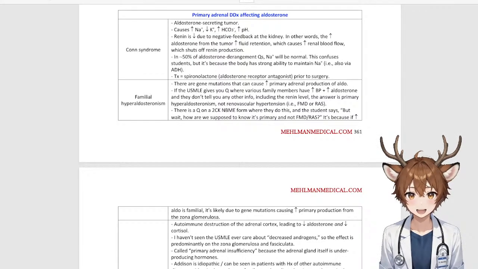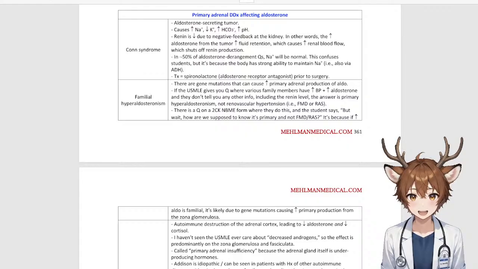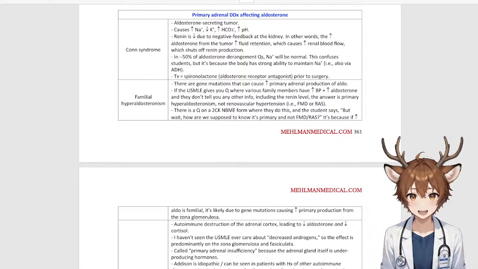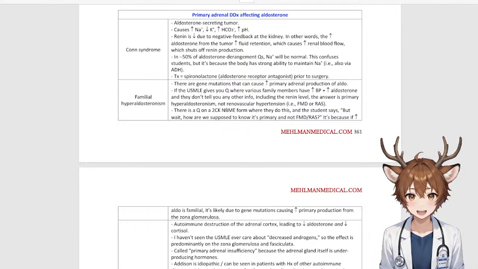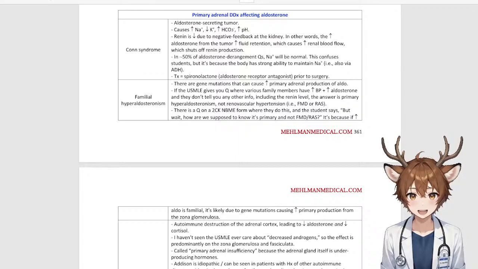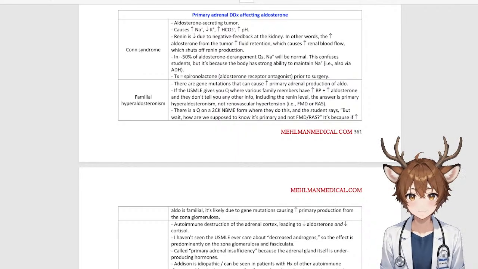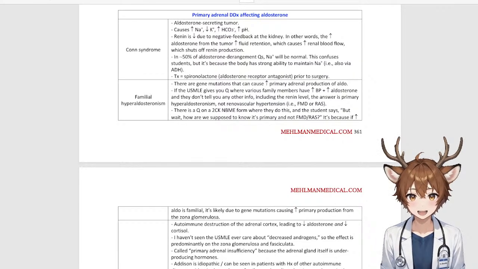What about familial hyperaldosteronism? There are gene mutations that cause an elevated primary adrenal production of aldosterone. If the USMLE gives you a question where various family members have an elevated blood pressure plus aldosterone, and they don't tell you any other information, including the renin level, the answer is primary hyperaldosteronism, not renovascular hypertension, like fibromuscular dysplasia or renal artery stenosis.